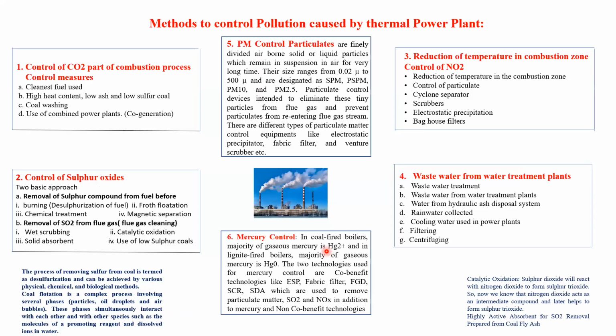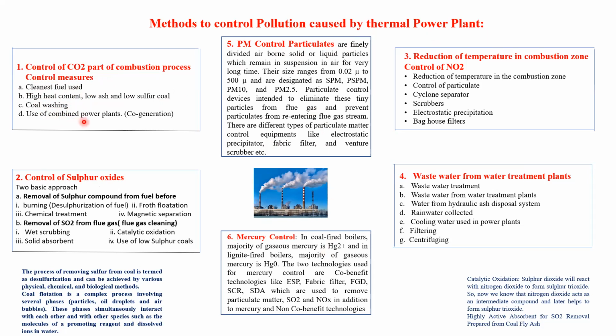Then how to control all this? So today we are going to see in brief. I will just go through fast the methods to control pollution caused by thermal power plants. One of the methods is for control of CO2. What we have to do? You have to use the cleanest fuel. You have to use high heat content, low ash, and low sulfur coal. Coal washing, by washing coal coming from the mines before sending it to the boiler.